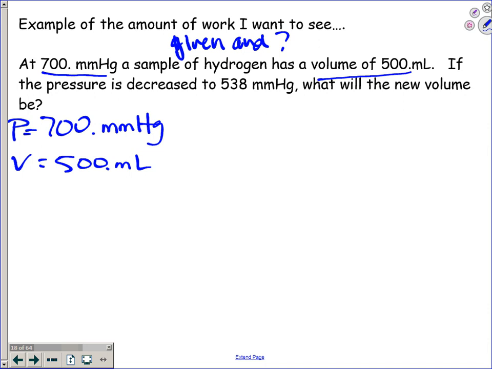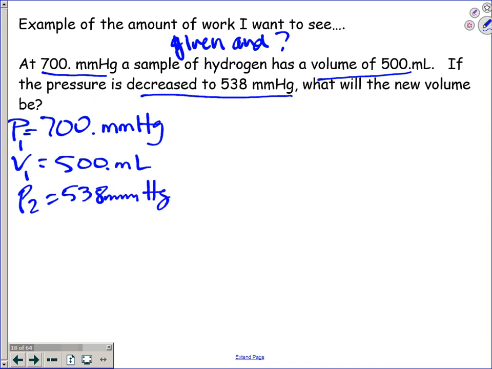So it says a sample of hydrogen has this pressure and this volume. So I'm going to call those scenario 1. I'm going to put P1 and V1 there. All right. Then it says a new scenario. It says the pressure has what? Decrease. So what is this going to be called? P2. This is the new pressure, P2, 538 millimeters of mercury.